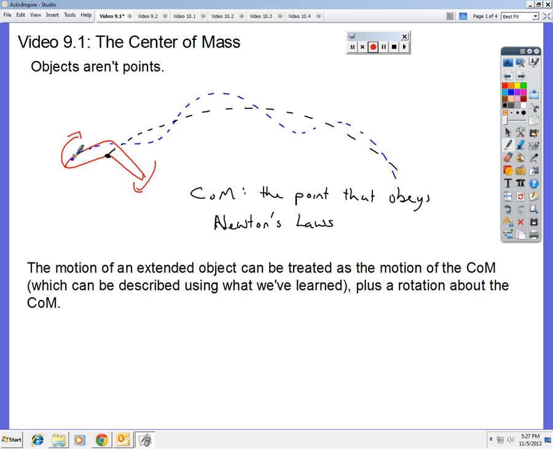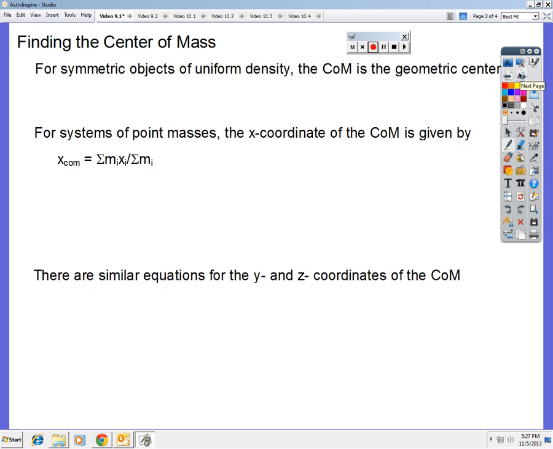Of course, in this video, we're going to learn how to find where the center of mass is. Now, if we have symmetric objects of uniform density, which is most of what we work with, the center of mass is the geometric center of the object. If you have a uniform slab like that, the center of mass will be right in the middle. So that's pretty easy.